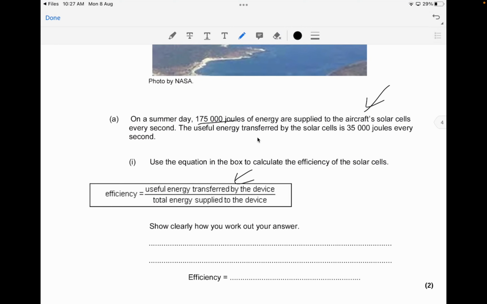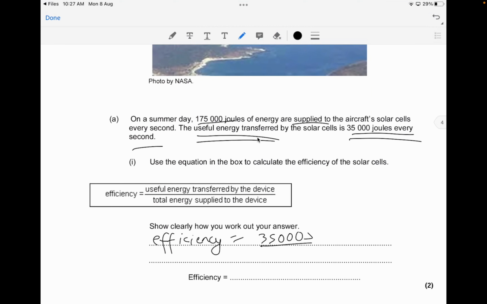As you guys can see, 175,000 joules of energy is supplied. That keyword, supplied, shows us that 175,000 would go at the bottom of this fraction. And we know that 35,000 joules every second is the useful energy transferred. So the question itself gives you the values. All you need to do is substitute them into the equation. So we're going to write efficiency down nicely so that you guys can see how it works. You have efficiency is equal to the useful energy transfer, which in this case is 35,000 joules, divided by 175,000 joules, which is the energy that is supplied.